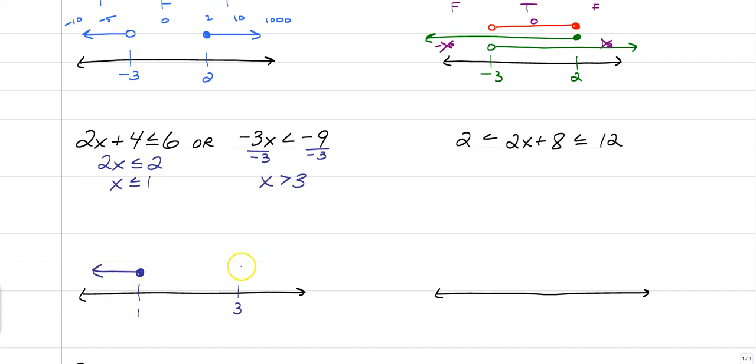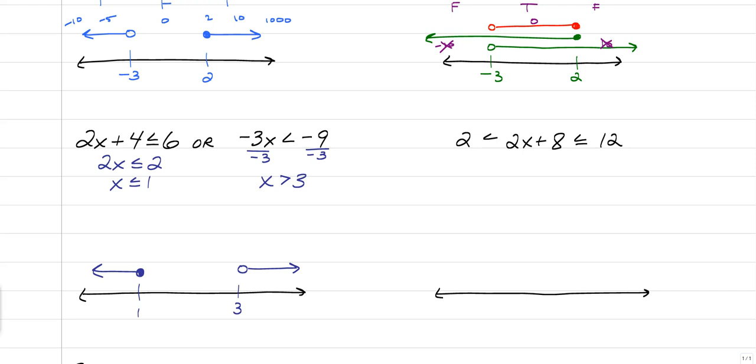And x is greater than 3. And that's it. For an or statement, we are done. We are not going to have a third tiered graph or anything, because anything except for what's in between 1 and 3 will satisfy this inequality.